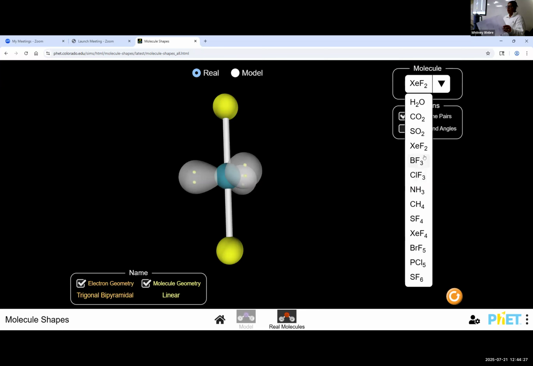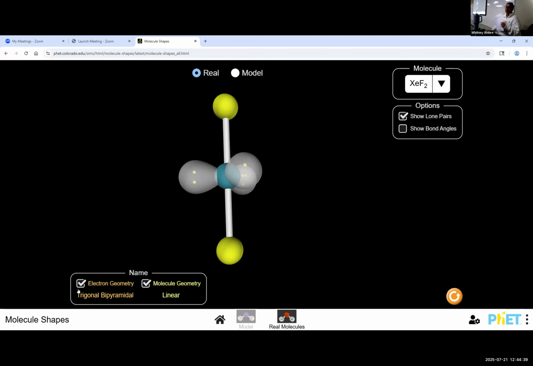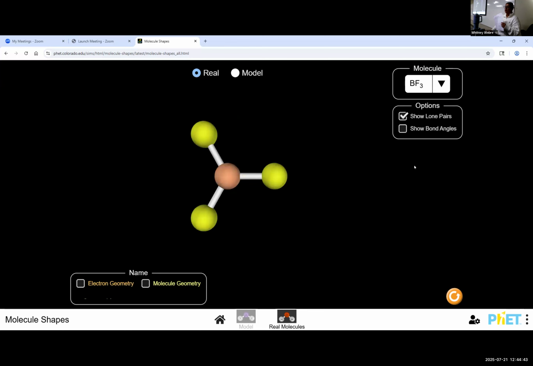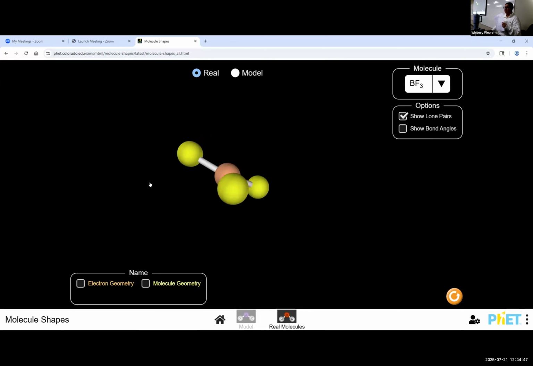BF3. So let's do BF3 and pretend it's BI3, because F and I are all in the same column, halogens. It'll be the exact same thing. So just pretend this is BI3. This is on page 1. And here is BI3.